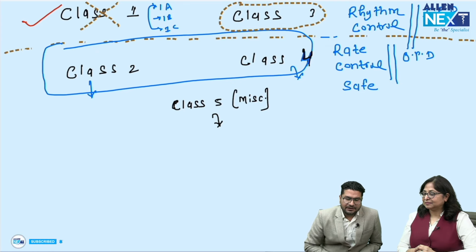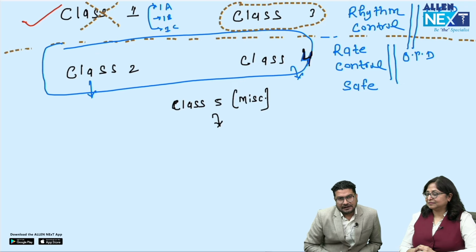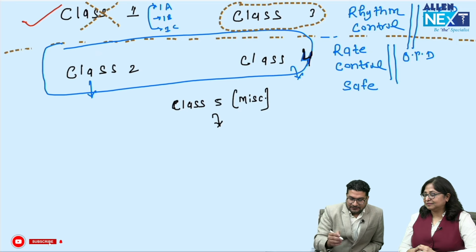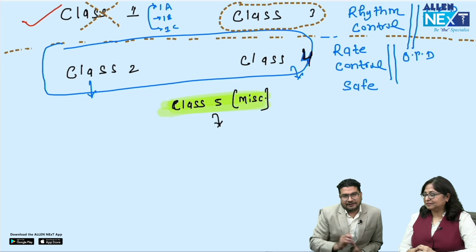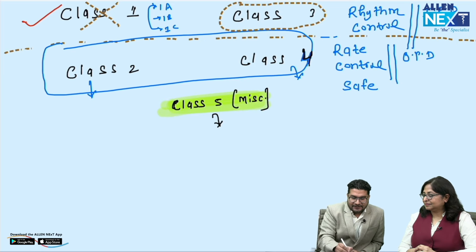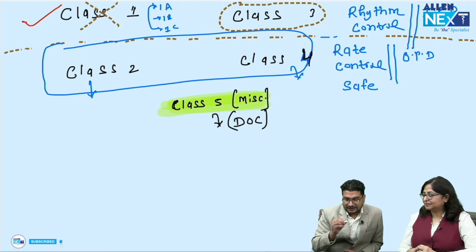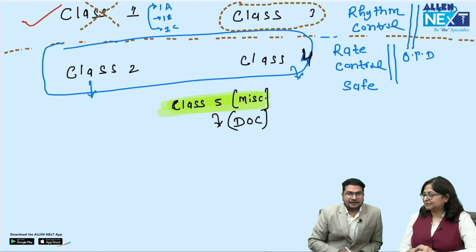You will give either a beta blocker, or we can give a calcium channel blocker which is non-DHP. Non-DHP means verapamil and diltiazem. Now this class 5 is the class which has rare drugs, I can say. And all these class 5 drugs, remember, are DOCs, very very important, and they frequently test this class in exam.